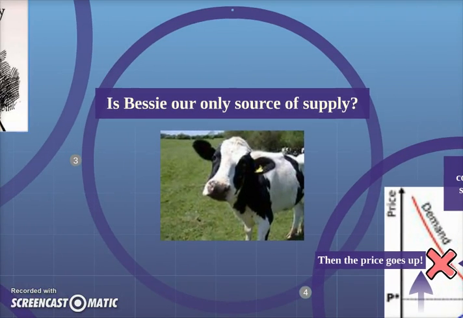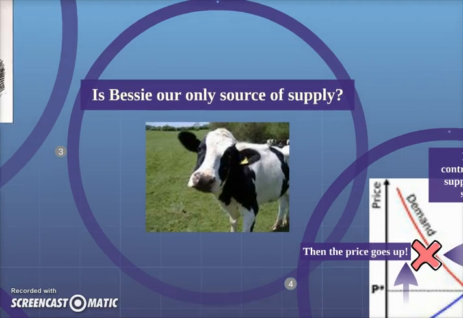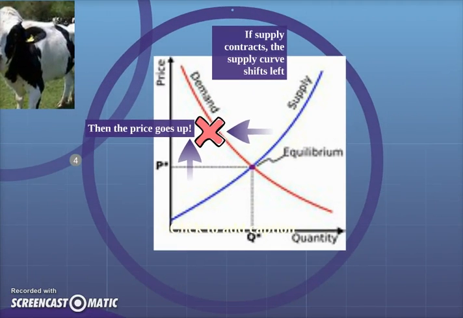The most pressing question you should be asking now is, how much is supply contracted when Bessie goes missing? Is Bessie our only source of supply? Probably not. But for purposes of this story, let's assume she is one of very few cows providing milk to our market. Then, with Bessie lost, our overall supply contracts significantly. So what does this look like on our supply-demand graph?